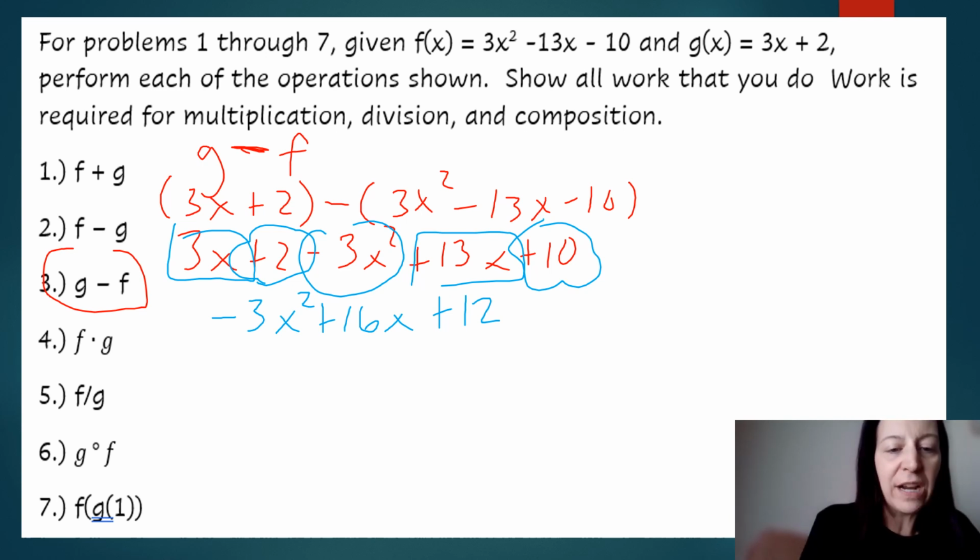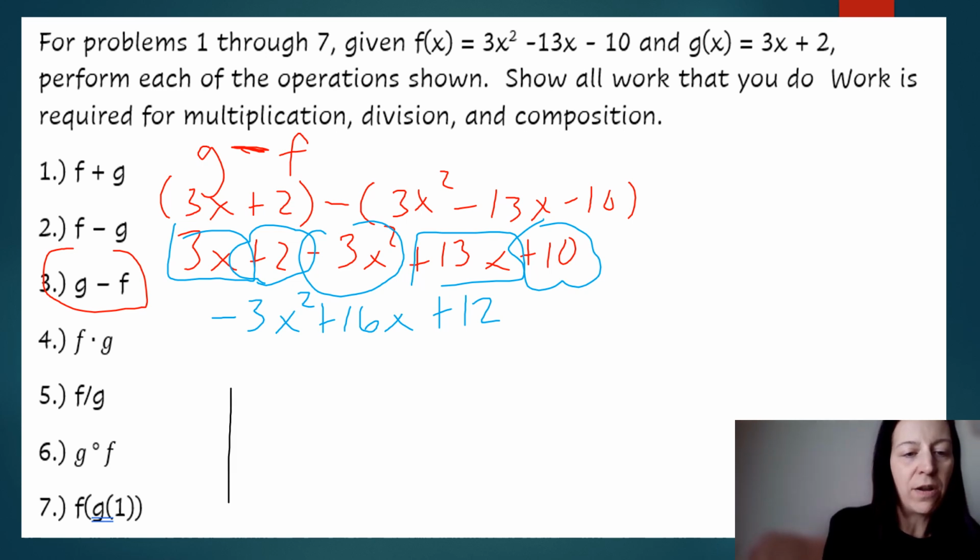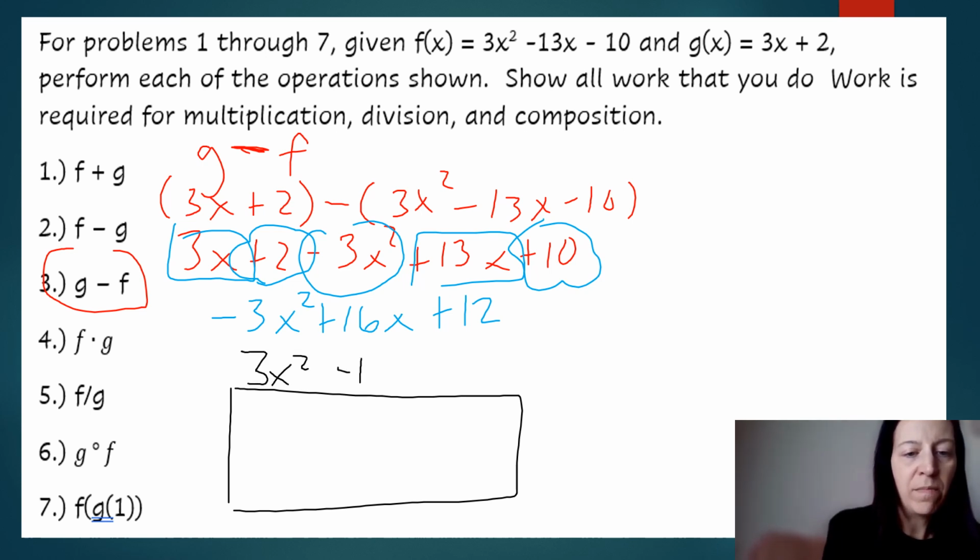So number 4 is multiplication. So we are going to multiply on our area model. That is how we've been doing it this year. I'm going to write f across the top. So 3x squared minus 13x minus 10. And then we're going to have 3x plus 2.